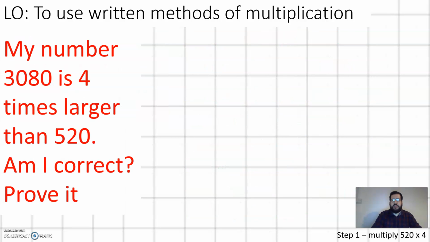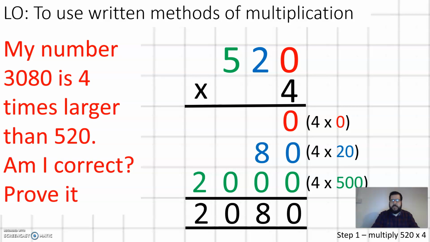Okay, I want to move on to another question. My number, 3080, is 4 times larger than 520. Am I correct? Prove it. So in order to do this, the first thing I need to do, obviously, is actually find out what the answer is. So it said my number, 3080, is 4 times larger than 520. So that means I'm going to have to multiply 520 by 4 to see if I get the answer of 3080. So here's my calculation, again using the expanded method, and you can see that I actually get the answer 2080. So instantly I already know I'm not correct here because I've got the wrong number.